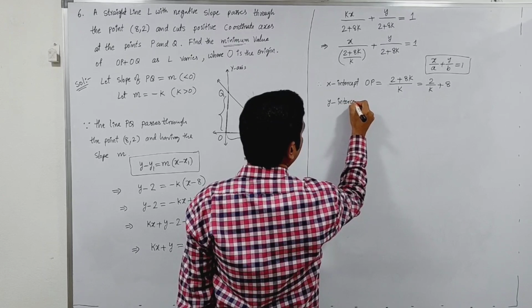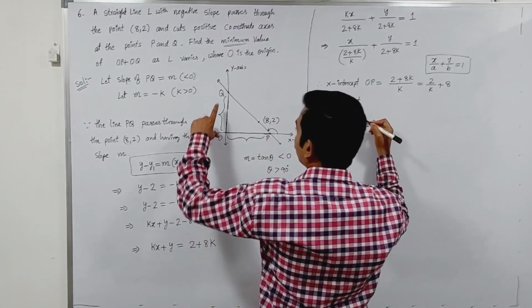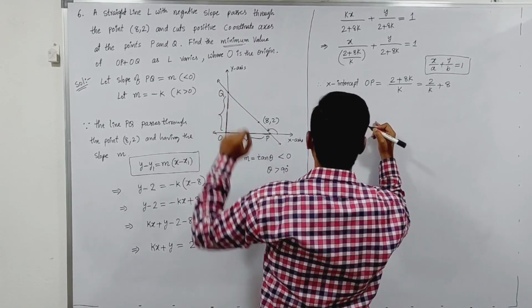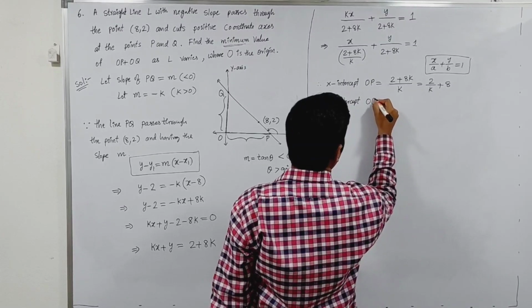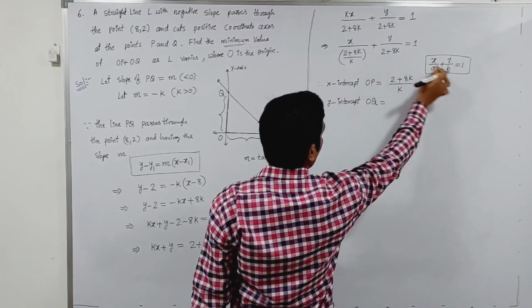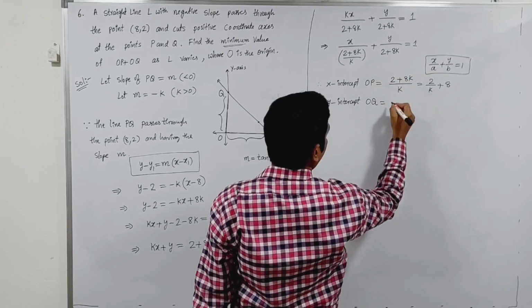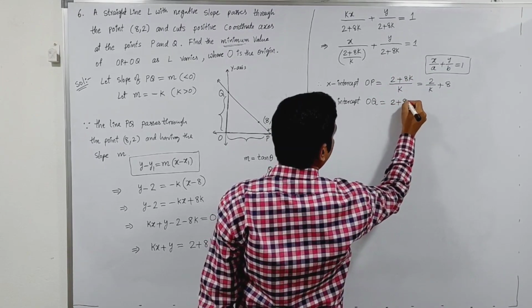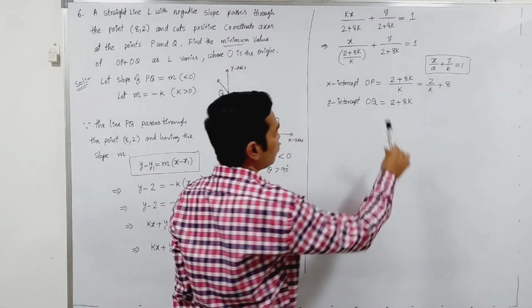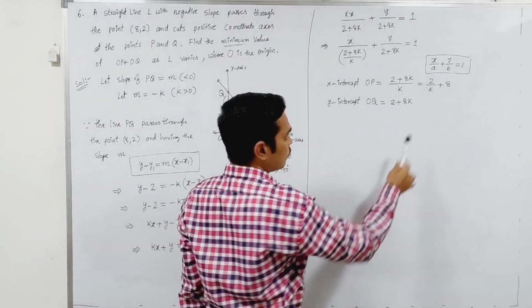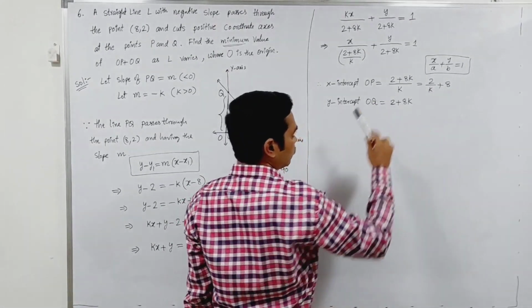From this equation, what is the y-intercept? Y-intercept is nothing but OQ. From the diagram, OQ is the y-intercept. Therefore, OQ is equal to the y-intercept, b. What is the b value here? 2 plus 8k. This is the x-intercept and this is the y-intercept. This is the OP value and this is the OQ value.